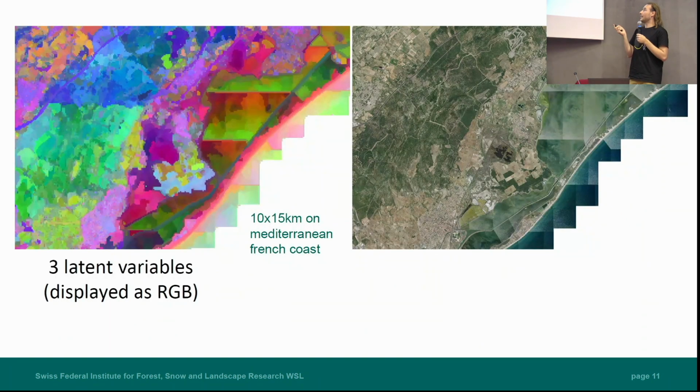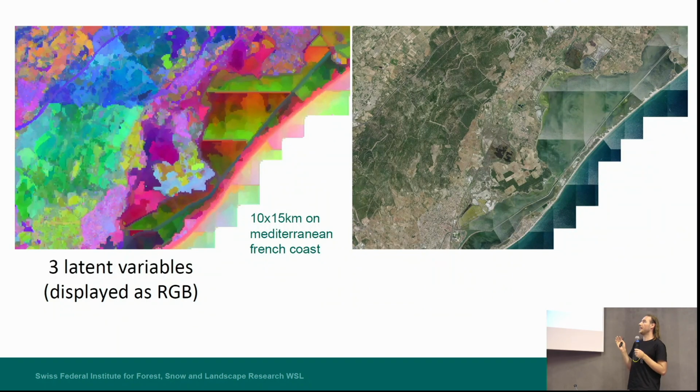So here is just an example of why we think it could work. That's from another study. Here is a representation of a three-dimensional latent variable space made by a Deep-SDM model. We can see that spatially, with remote sensing imagery, we can encode some information that seems to be quite well linked to some landscape features.